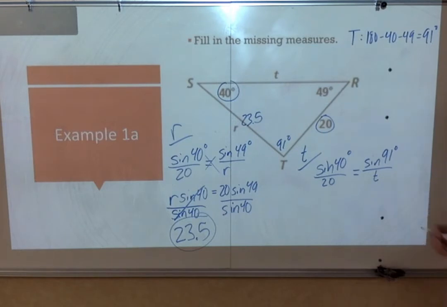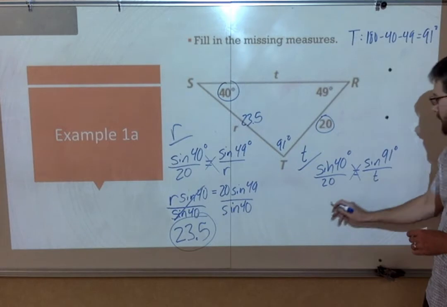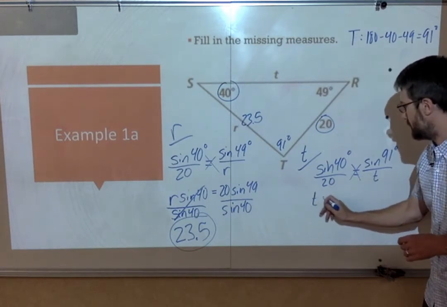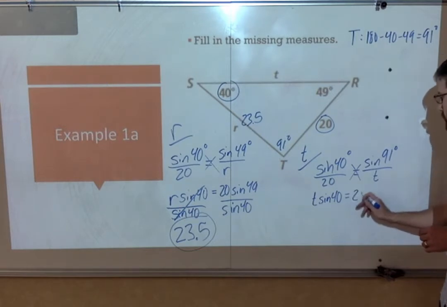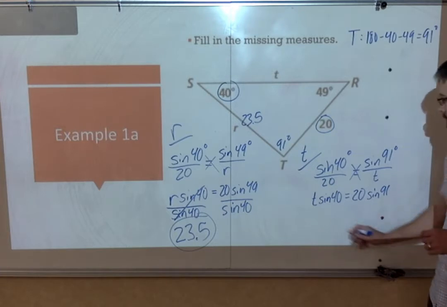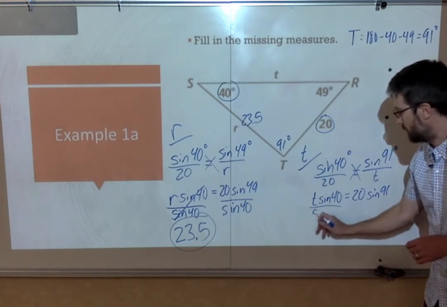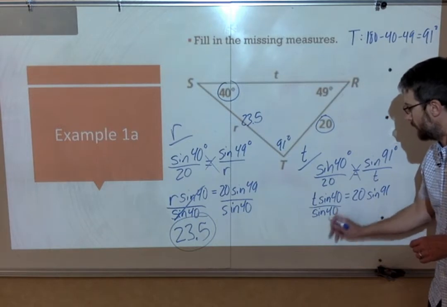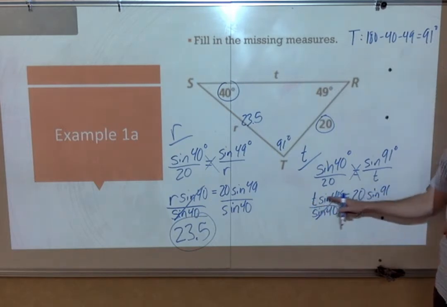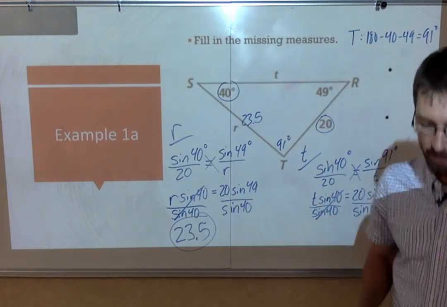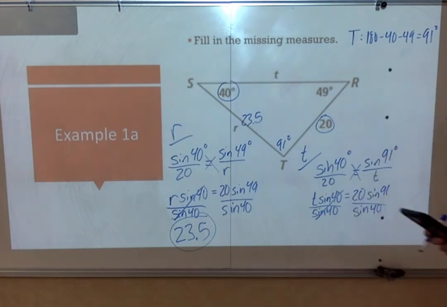Then the steps are the exact same. So cross multiply, and we get on one side T times sine of 40 is equal to 20 times sine of 91. To get T by itself, I'm dividing both sides by sine of 40. Remember, sine of 40 is just a nice way to write a weird decimal number. It's no different than T times 5. You would divide both sides by 5. Okay, so let's plug that in.